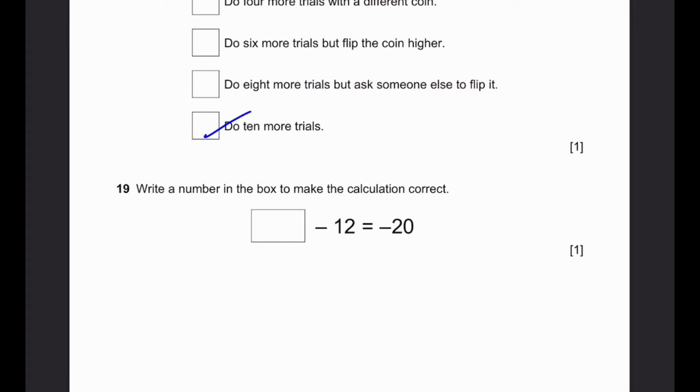Write a number in the box to make the calculation correct. Dash minus 12 equals negative 20. Bringing the minus 12 to the other side, that becomes plus 12. So minus 20 plus 12 will be in the box. That's just minus 8.